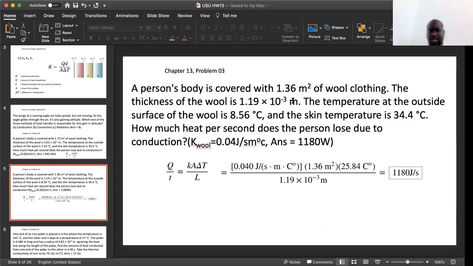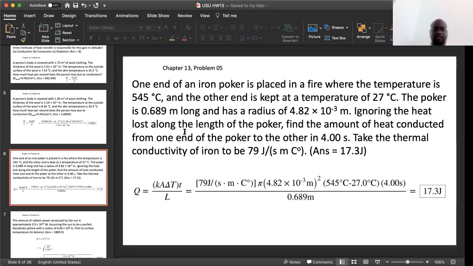So yeah, the values are a little different here, but it's the same problem. I'm solving with this area 1.36, thickness of wool 1.19, final temperature 34.4, and 8.56, the smaller temperature. So my temperature change is 34.4 minus 8.56, 25.84. You just put that in here divided by the thickness, and then you get your answer in joules per second. Straightforward.